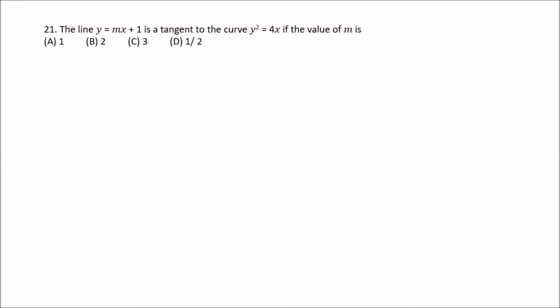Question number 21. The line y is equal to mx plus 1 is a tangent to the curve y square equal to 4x. If the value of m is such that it can be a tangent to this curve, the value of m will be out of these options: 1, 2, 3, half. So one curve and a line, their intersection point is only 1 point.